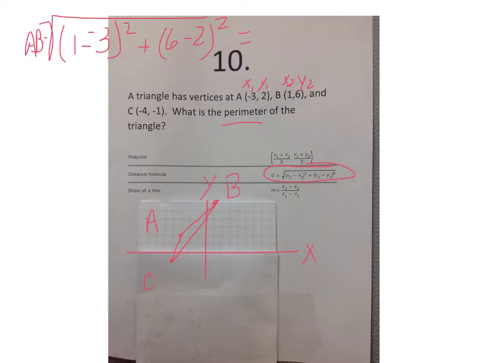And when we plug that into our calculator, we plug in square root of 1 minus negative 3 squared plus 6 minus 2 squared. We get 5.66. Okay, so that's AB.